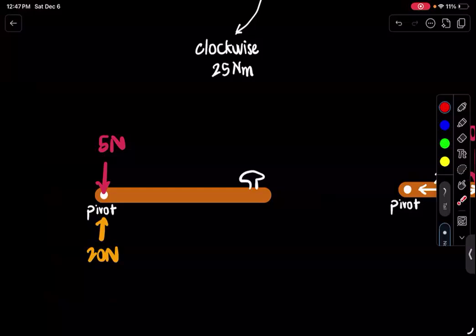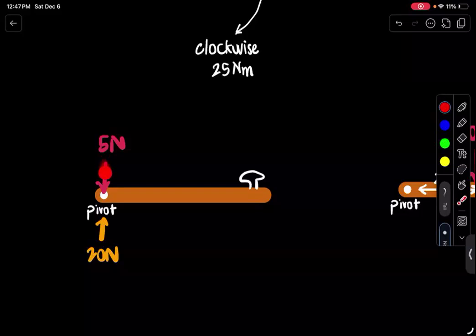What do you think would happen? What's the net torque, or the total torque? The question is, there's one person pushing from the other side with a force of 5 Newtons, and another person pushing on the pivot with a force of 20 Newtons. What do you think would be the net moment?